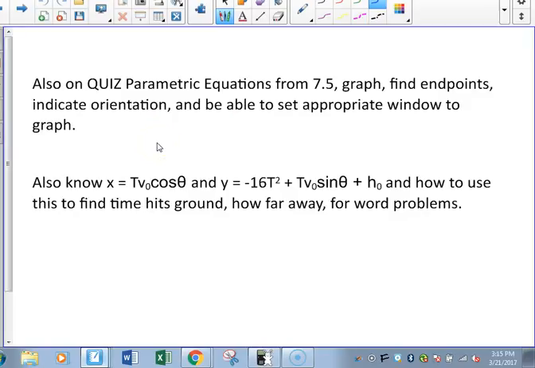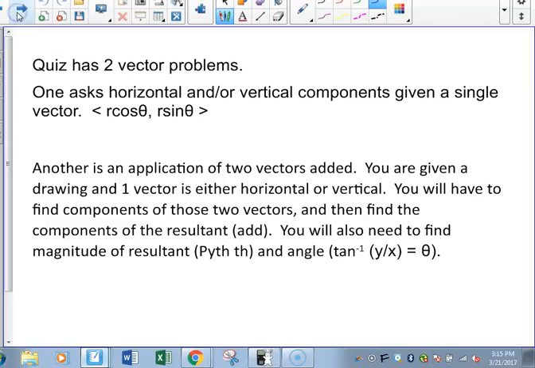Also on the quiz are parametrics, which we have just talked about. But you have to be able to eliminate t, and you have to be able to sketch. So if you want me to go back and do some of those, I certainly can. Including one that has a sine and cosine. And then there's a vector question.